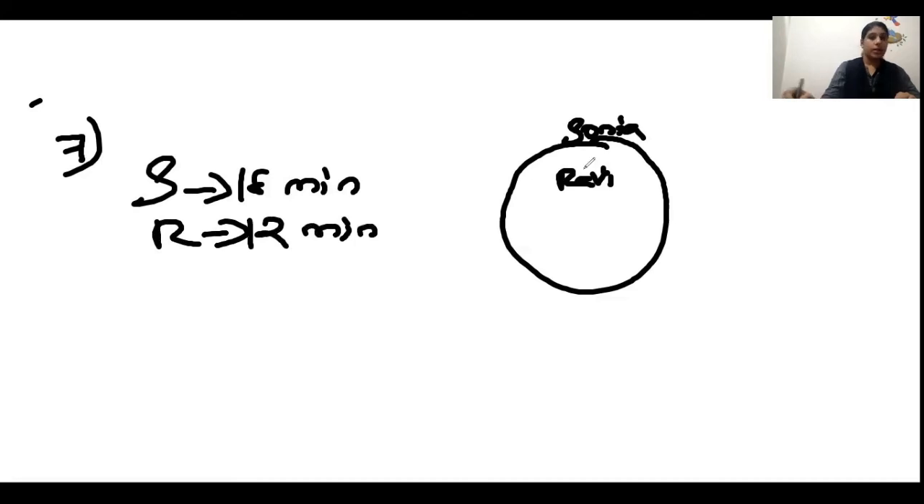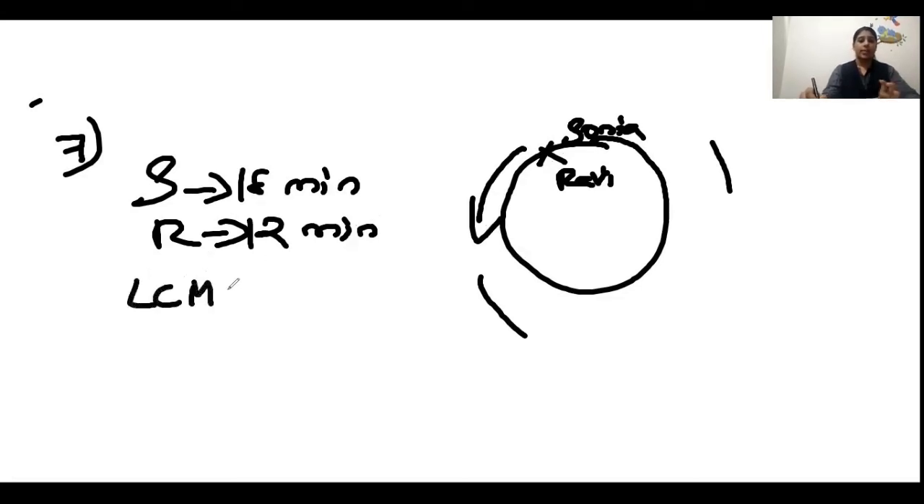Suppose they both start at the same point. If this is the starting point and they go in the same direction, say the anti-clockwise direction, they will go on continuously taking rounds, and at one point they will meet again. So we have to find which is that time. For this, obviously, you know what you have to find. You have to find the LCM.